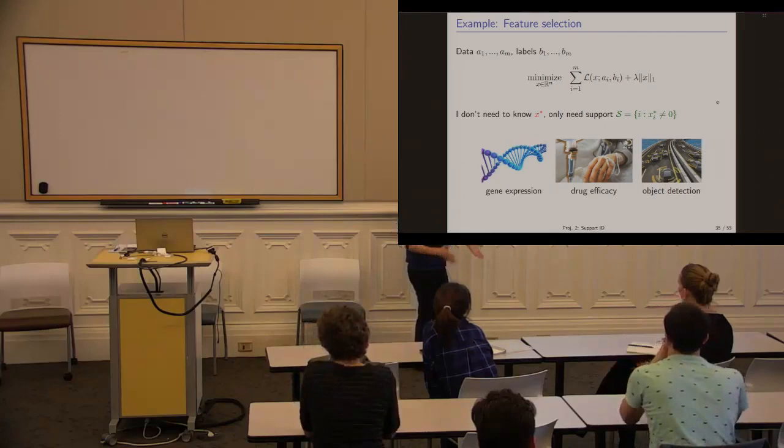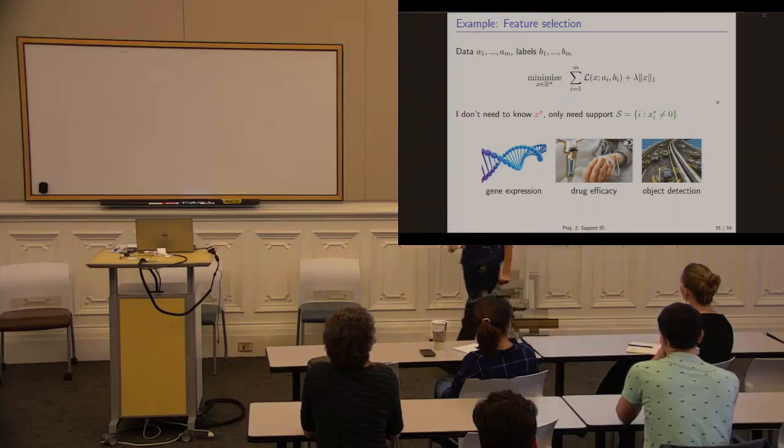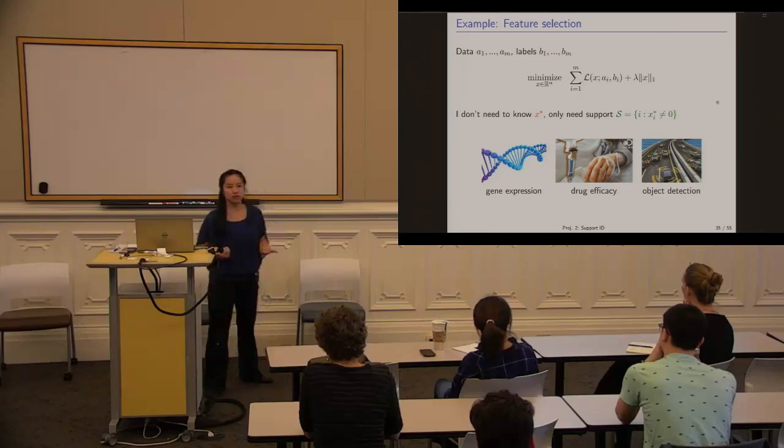And object detection, right? In this large image, I only need one dot here, one dot here, one dot here. I don't need to know what's going on in the rest of the image. So there are a lot of sparse optimization problems where I don't actually care about the result. I just care about the sparsity pattern.